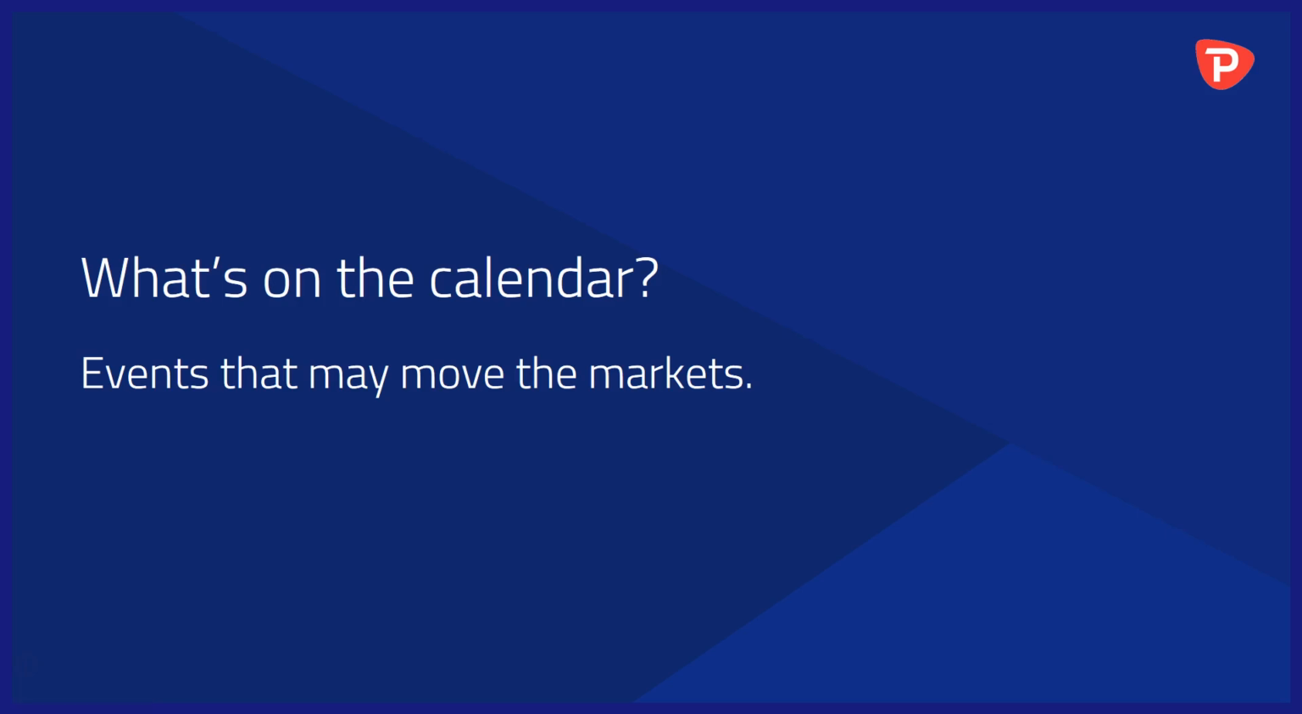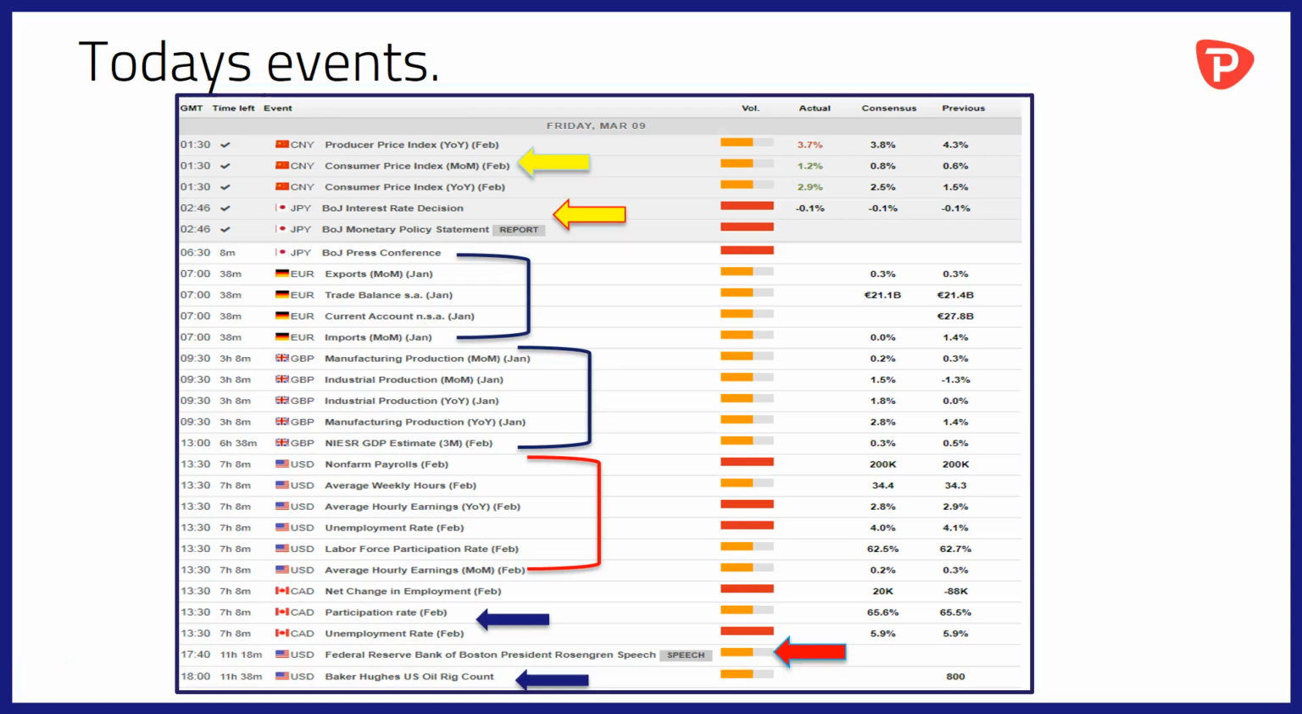Right then, what's on the calendar? Events that may move the markets today. Plenty to get our teeth into, and we've already had some key data out of the Far East. We had producer price index data out of China for February, accompanied by CPI, consumer price index data as well, and more on that momentarily. The Bank of Japan had its key March interest rate meeting as well. We will look at that in more detail, with effectively no change there.